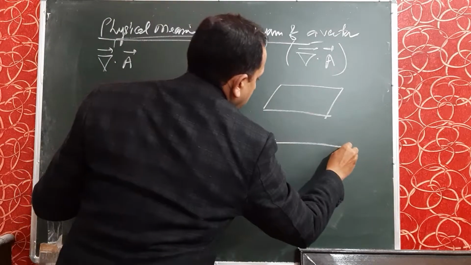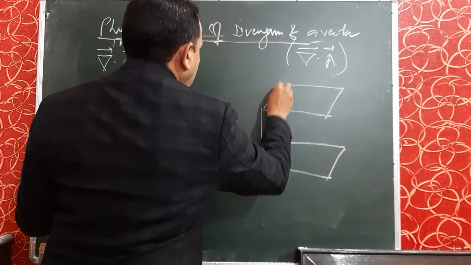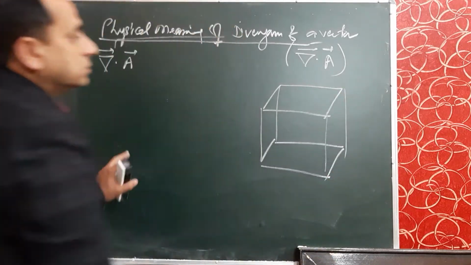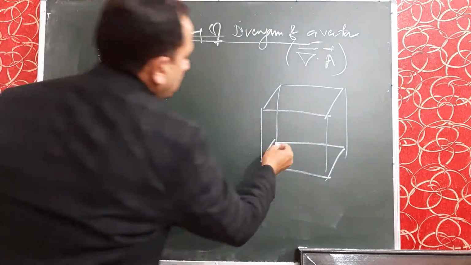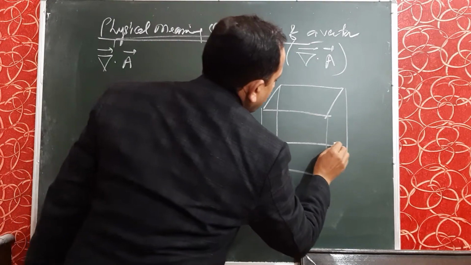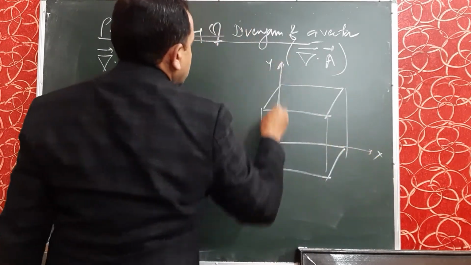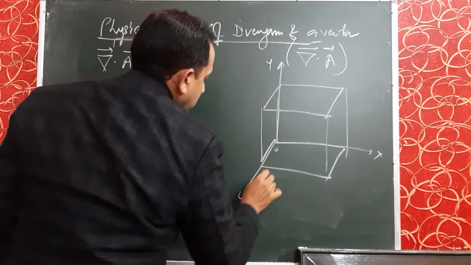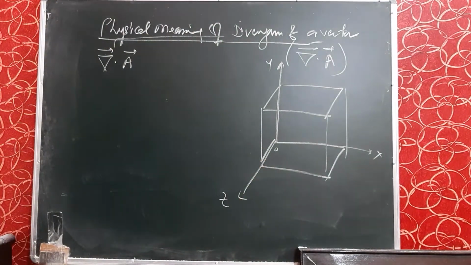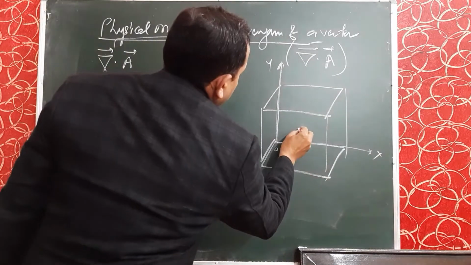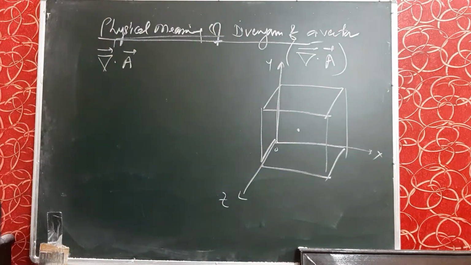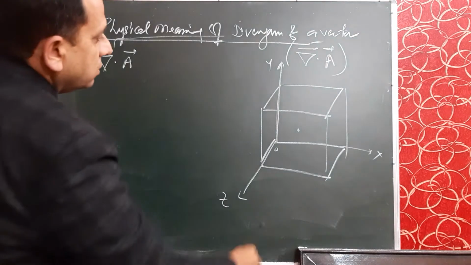So I am considering a cuboid like this, and here it is the origin, with the x axis, y axis, and z axis. Let any vector be lying at the center of this cuboid.